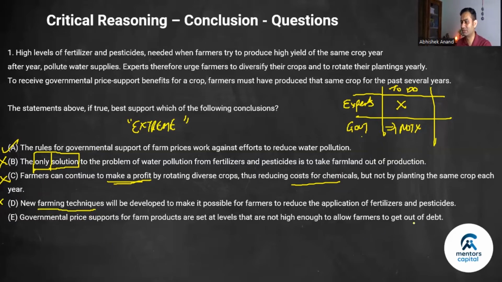Why do you think E is out? Because of the use of the word debt. That is why this is out. Compare, look at A. The rules for governmental support of farm prices work against efforts to reduce water pollution, because experts are saying something else, government is doing something else. Now, even A has some mistake, because it was working against the efforts of experts, not every effort. But this is least incorrect, therefore A is the correct answer.